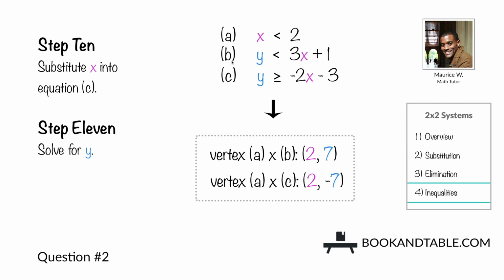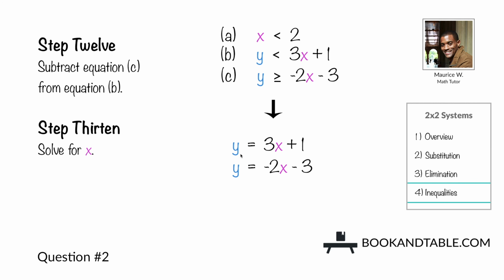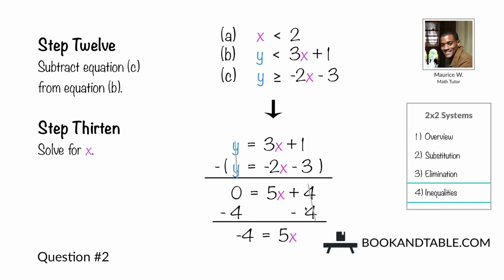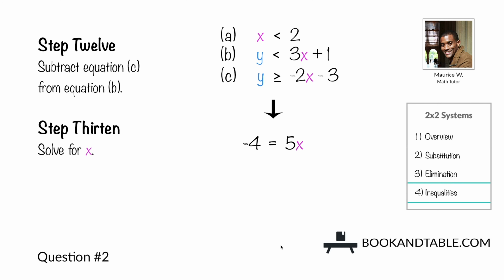And now we want to find the vertex for BC, so we write those two equations out. And since we can't cancel out our x's with addition or subtraction, we'll focus on our y's. And we have positive y for both, so we'll subtract equation C from equation B, giving us y minus y, which is 0. 3 minus negative 2x is positive 5x. 1 minus negative 3 is positive 4.